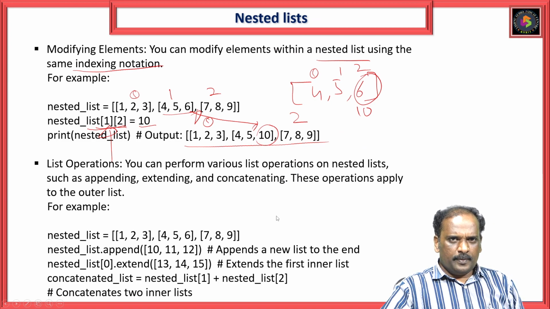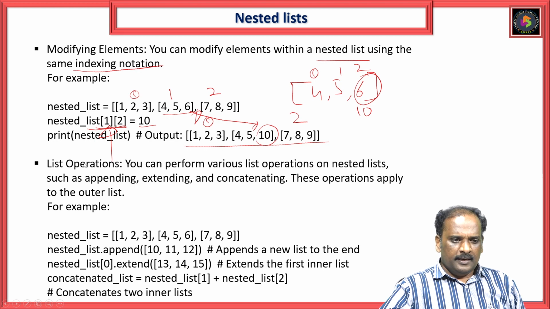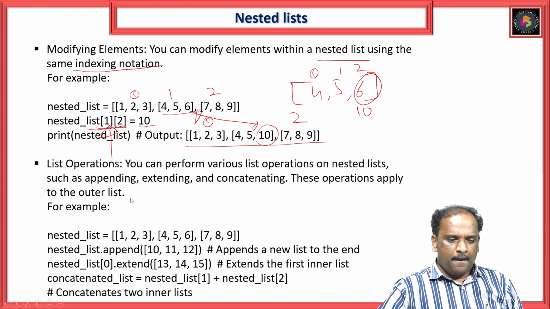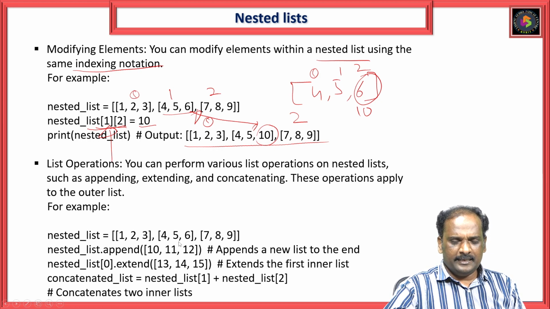Now we have seen many list operations like append, extend, copy, etc. All the operations which you have seen on the lists, we can also apply the same set of methods on the nested list also. You can perform various list operations on nested lists such as appending, extending and concatenating. These operations apply to the outer list. For example, here the nested list is containing 3 sublists.